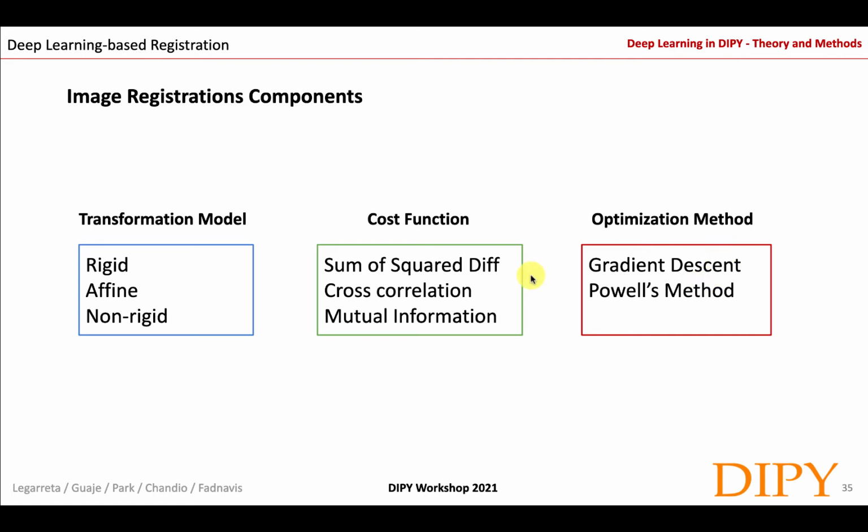To find an optimal registration, the similarity measure has to be optimized. We need an optimization method such as gradient descent or Powell's method, etc.